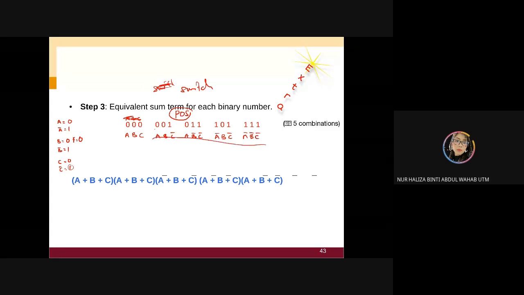So this is all my sum terms. How to draw it? This will be adding, adding, multiply, adding, adding, multiply, adding, adding, multiply, adding, adding, multiply, adding, adding. So your answer for your POS will look like this. Okay, now we're going to proceed to the next. If you have any question, please interrupt me, okay?